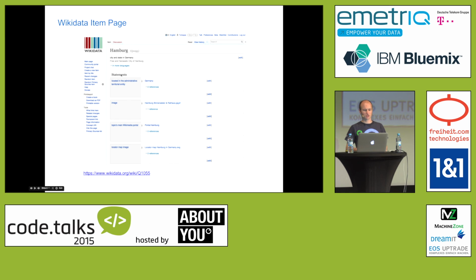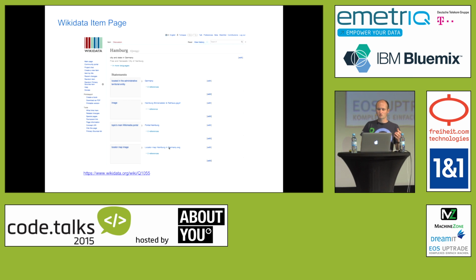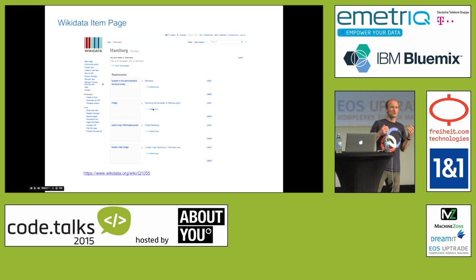So Hamburg is the subject, located in the administrative territorial entity of Germany, an image, and you can see a link to a JPEG image. Topic's main Wikimedia portal, portal Hamburg, locator map image, and so on, an SVG of a map. So you can see here, it's again the subject predicate value pairs, or object pairs. And for a number of them, there are references. So for example here, there's one reference. You can see already, they're pretty similar.